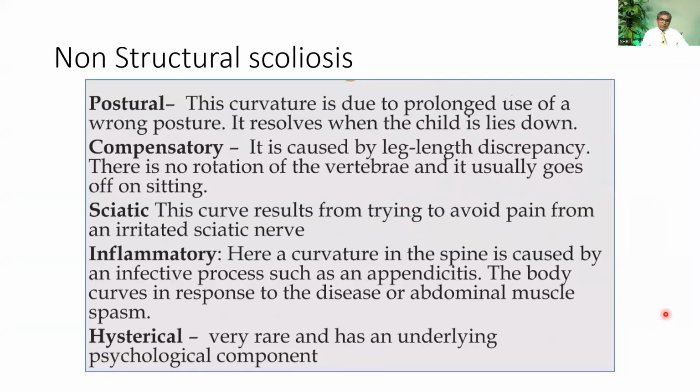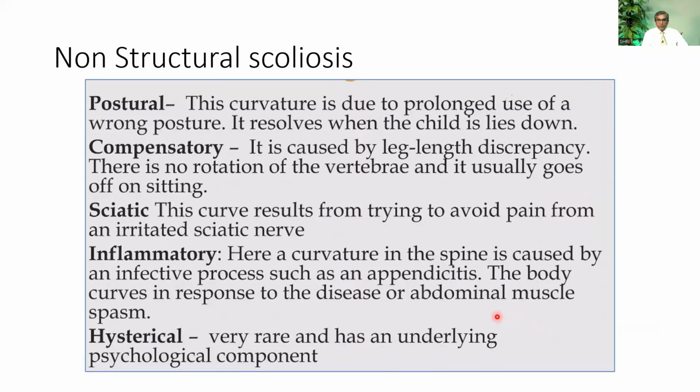Now sciatic: if you get pain along your sciatic nerve, mostly due to either disc protrusion or any compression at the nerve root level, the body naturally turns to one side to avoid pain. Because of that, you see a curve in the spine. Once you deal with the pain and the sciatica, the scoliosis disappears. So this is called sciatic scoliosis.